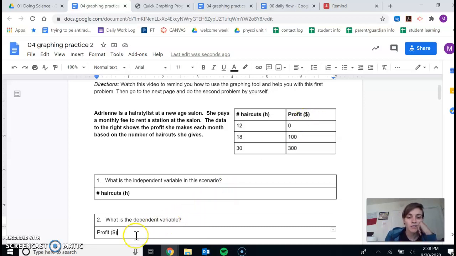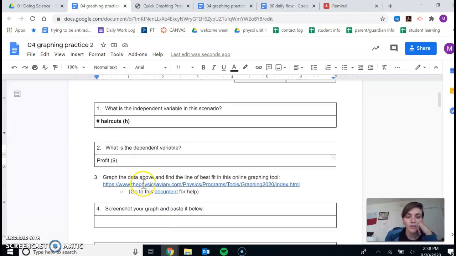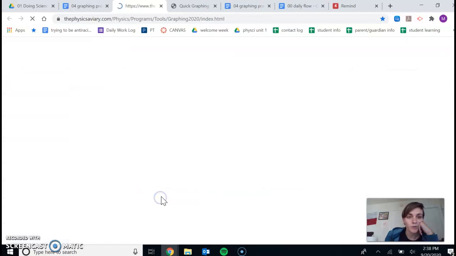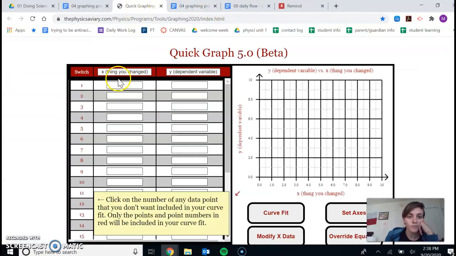So that makes sense, right? How much money she makes depends on how many haircuts she gives. So haircuts, independent, profit, dependent. Now we're going to need to graph this data. So I'm going to open my graphing tool.